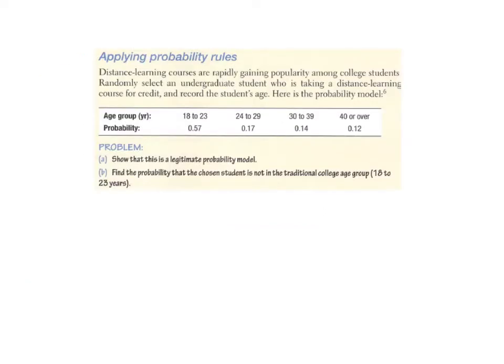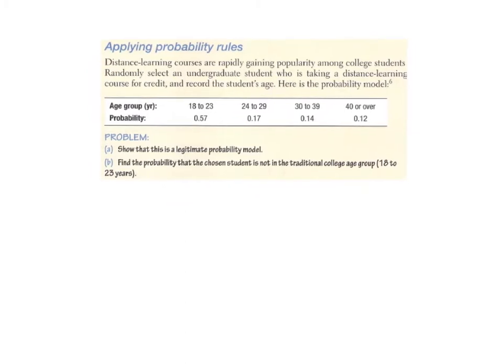All right, let's look at examples here. Distance learning courses are rapidly gaining popularity among college students. Randomly select an undergraduate student who is taking a distance learning course for credit and record the student's age. Here is the probability model. For part A, you're being asked to show that it's a legitimate probability model. Okay, so I need to look at those rules. Is the probability of each outcome a number between 0 and 1? Okay, so when I look at my probabilities here, I have 0.57, 0.17, 0.14, 0.12.